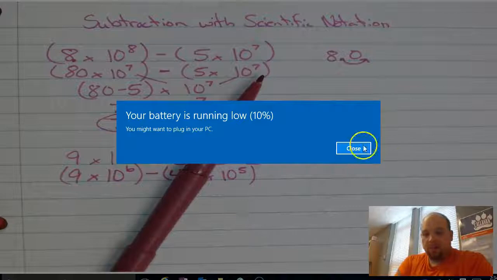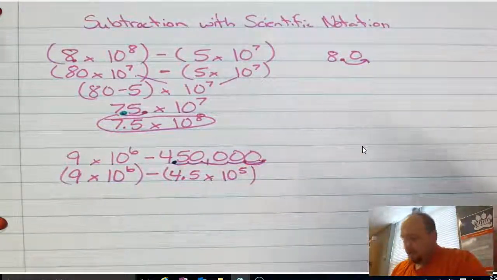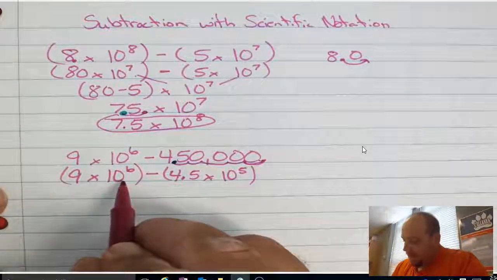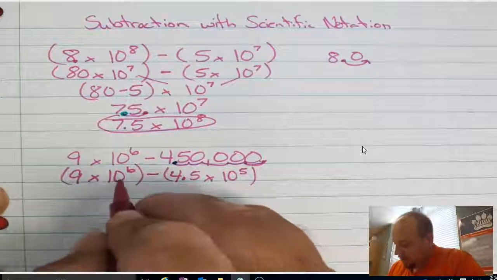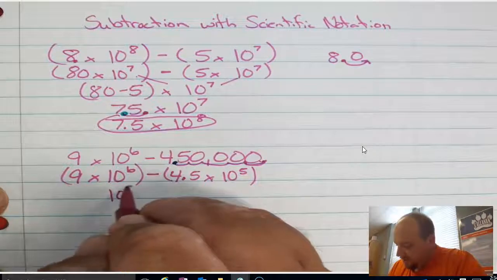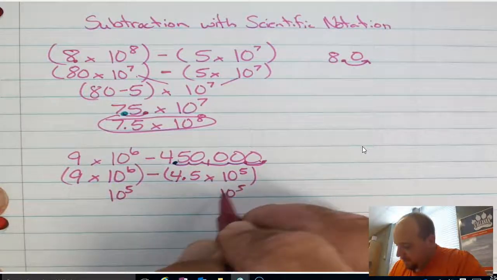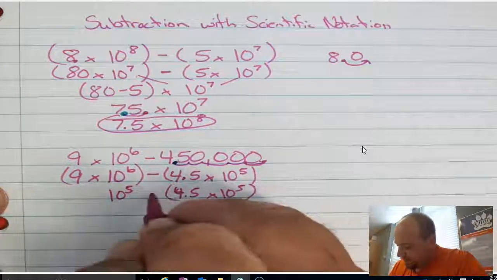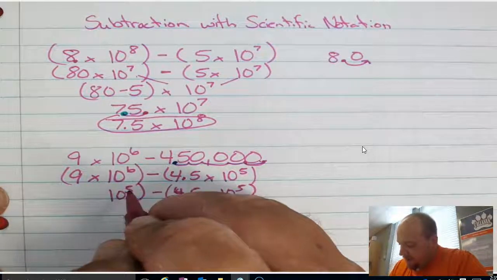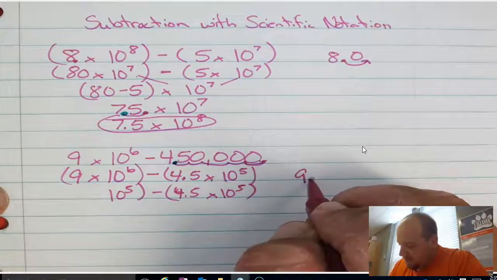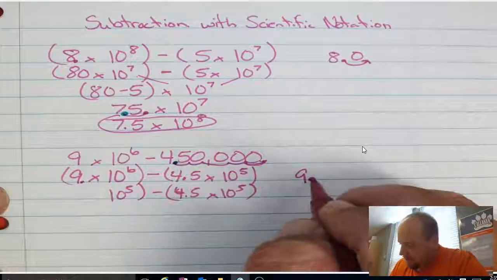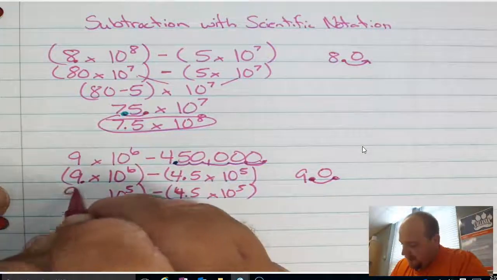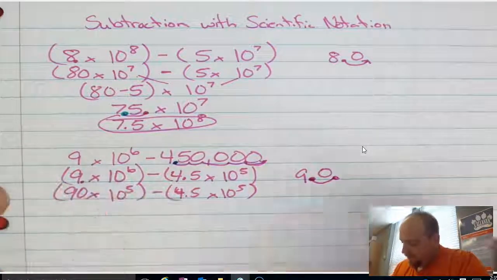Now what I need to go ahead and do is have the same powers of 10. So I'm going to go ahead and change this one to 10 to the 5th power, since this one is already the smaller one. So nothing's going to change on the right here. Since I'm going down 1 unit, it was at 9. I'm going to move that decimal from behind the 9. It's going to move 1 spot to the right, which would make it 90. So I'm going to have 90 times 10 to the 5th.